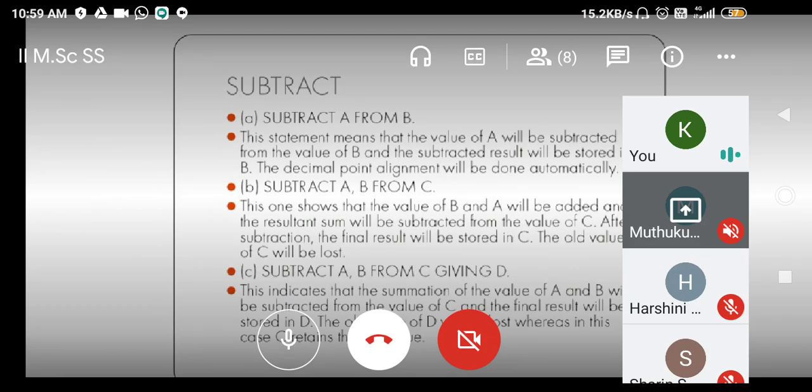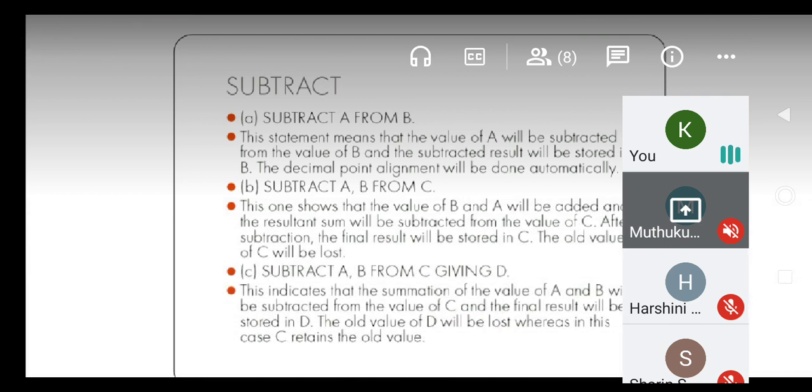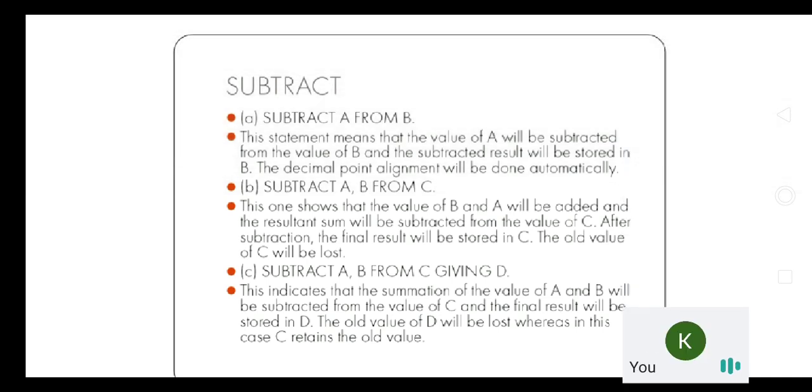So here the value of A will be 2 and B will be 3. Now we are going to add the values of A and B, so we will have 5. Then we subtract this from C. The value of C is 10, so 10 minus 5, the resultant value is 5. The resultant value will be stored in C. So before computation, the value of C is 10. After computation, the value of C is 5.